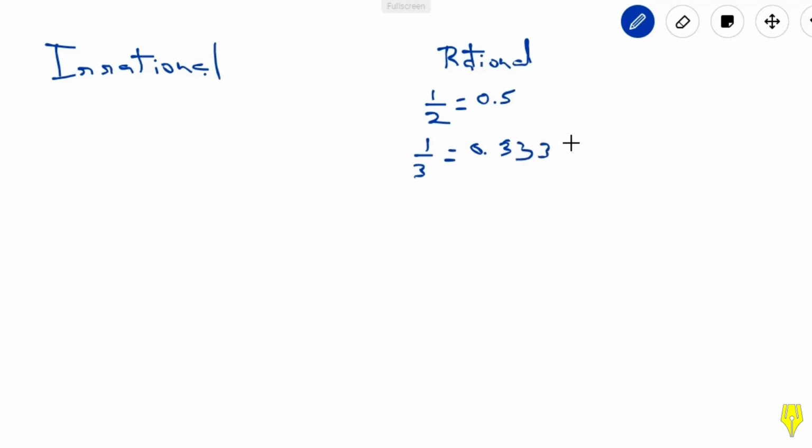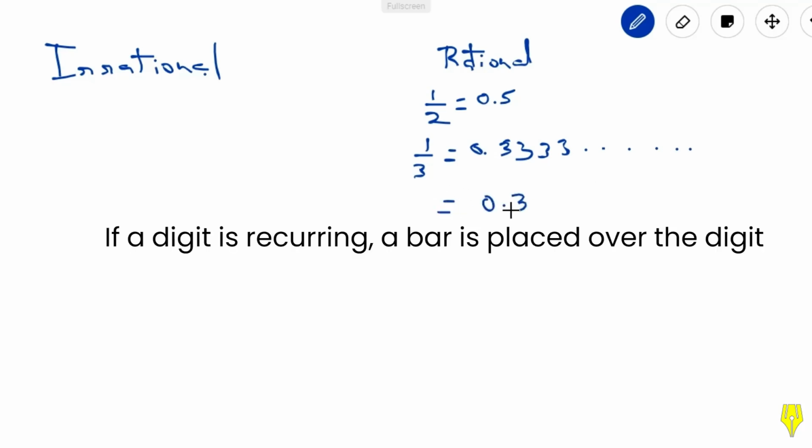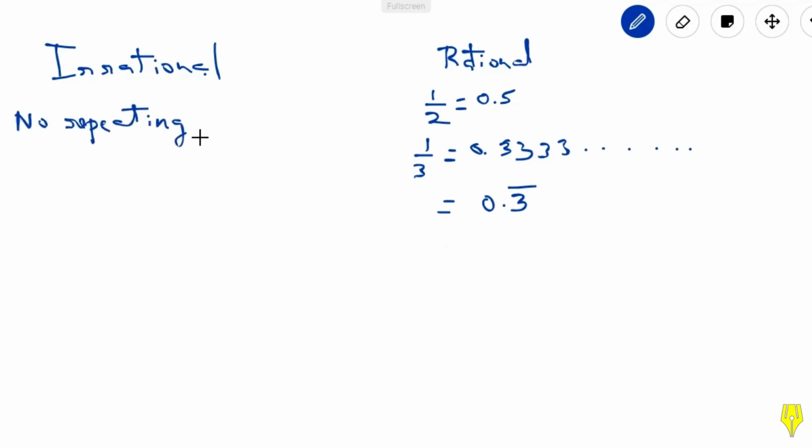Rational numbers can be written in the form of fractions, P over Q. Irrational numbers have no repeating digits after the decimal place. √2, √3, roots of other numbers, pi, are some examples.